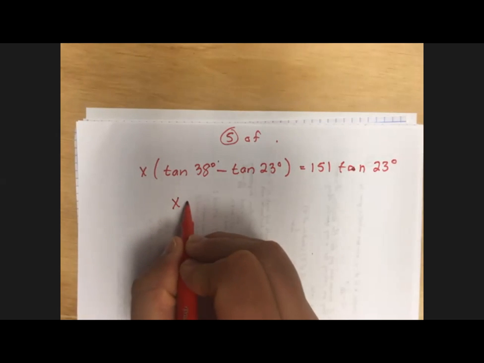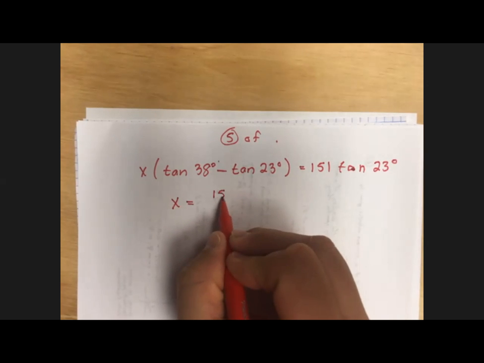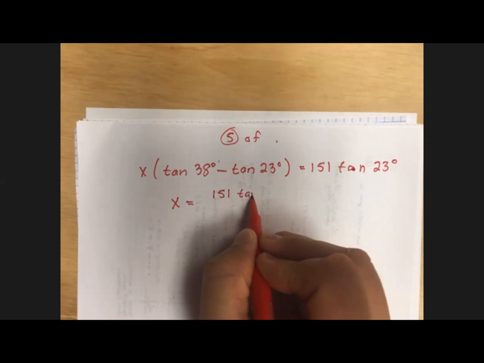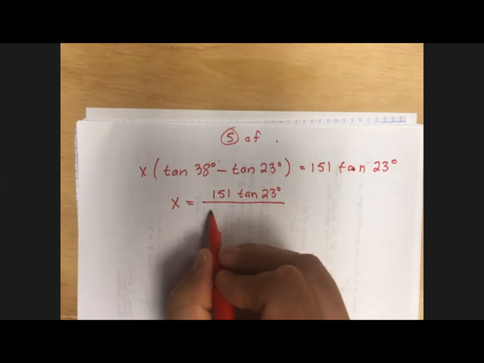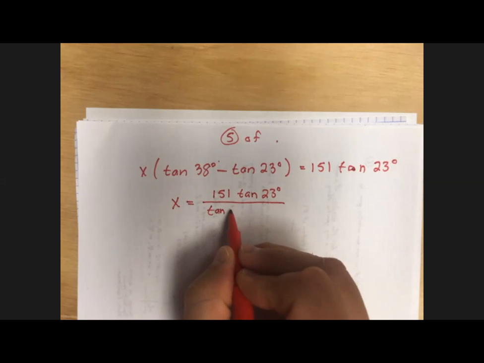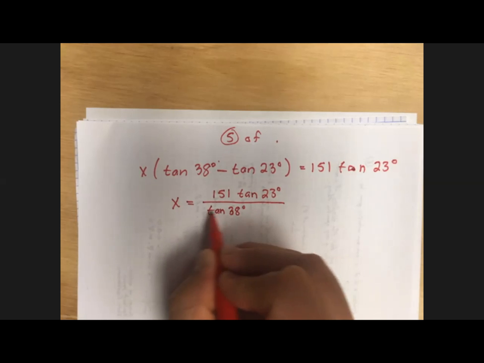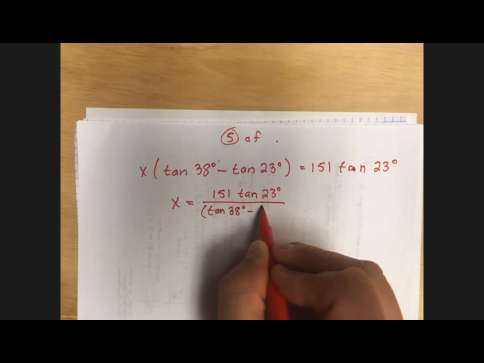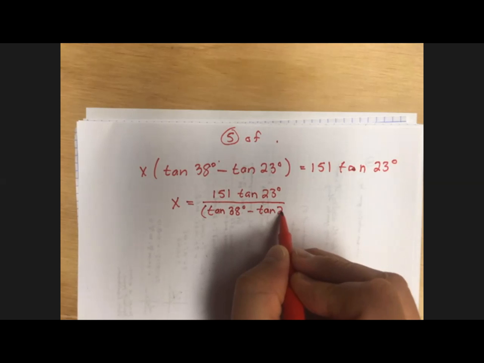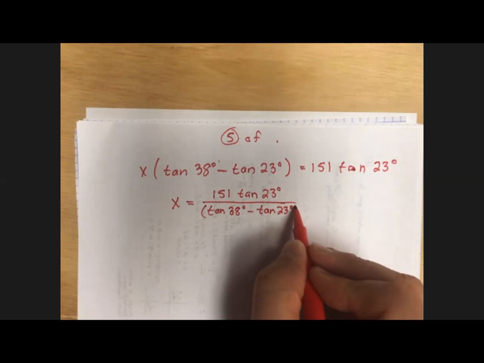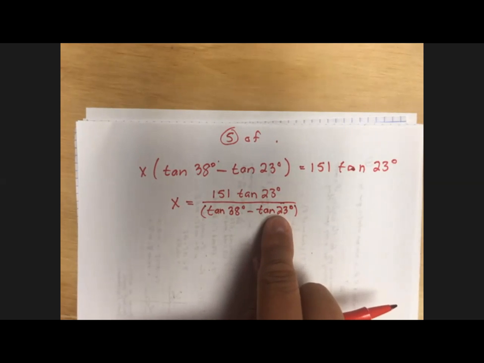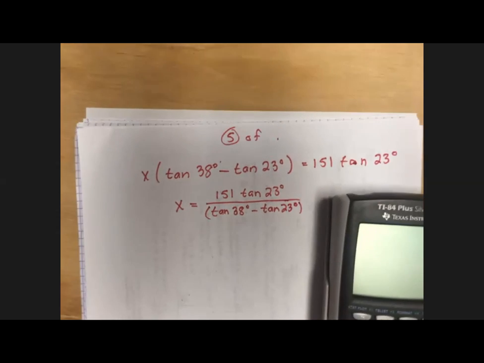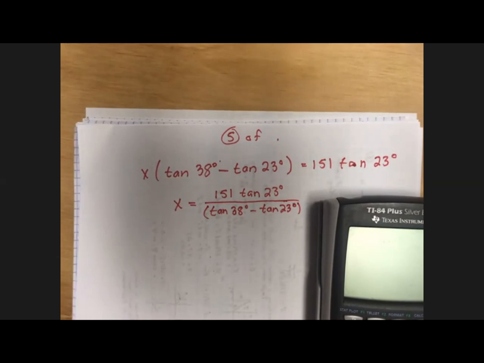So x apparently is 151 tan 23 over tan 38 minus tan 23. And now that I have my x, now I will type all this into the calculator, very carefully, of course. Let's see if I can slide that over.